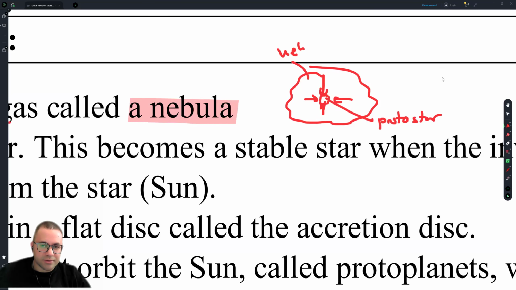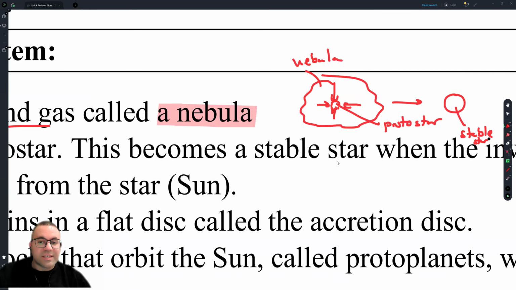this is called the nebula. The protostar eventually turns into a nice big stable star. Now, one additional thing. What's inside a stable star is just a bunch of hydrogen and helium. We'll talk about that again.